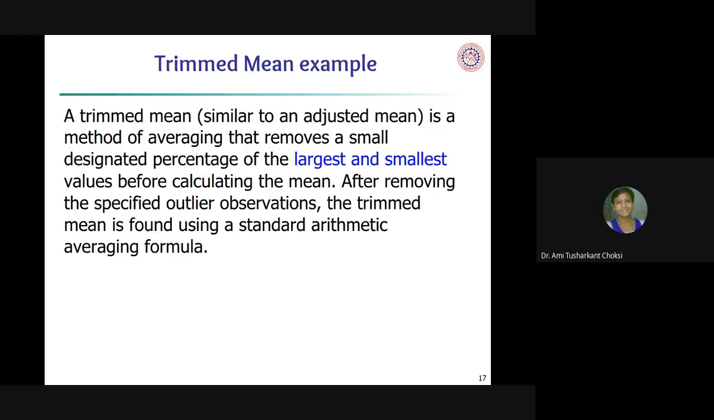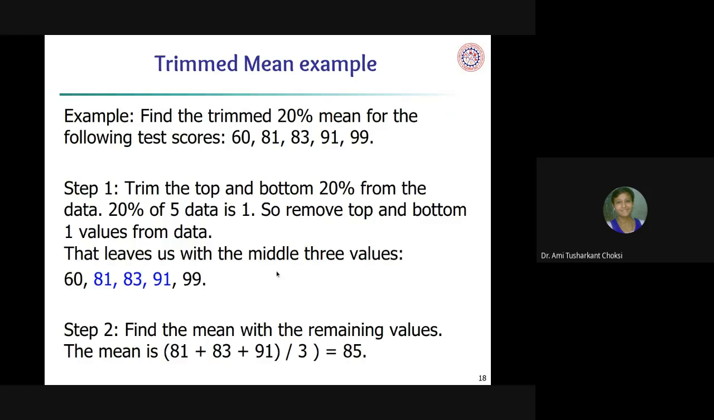So we have chopped a particular percentage of the data, from the largest side as well as from the smallest side, right? And then we calculate the mean. That is called the trimmed mean. After removing the specified outlier observations, the trimmed mean is found using a standard arithmetic averaging formula. So for that, the example is there.